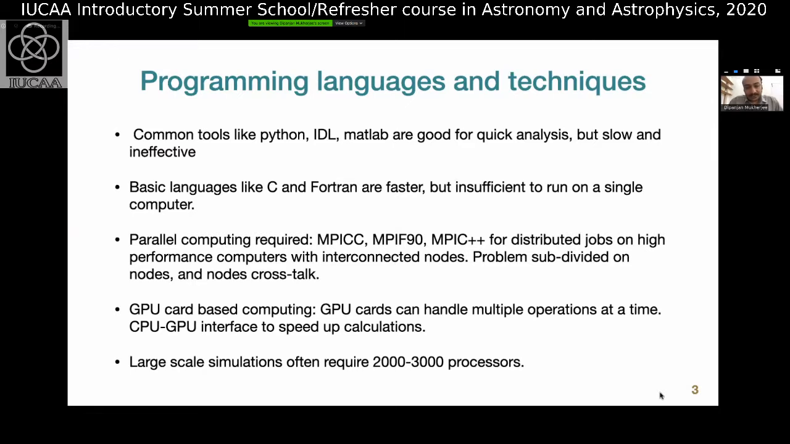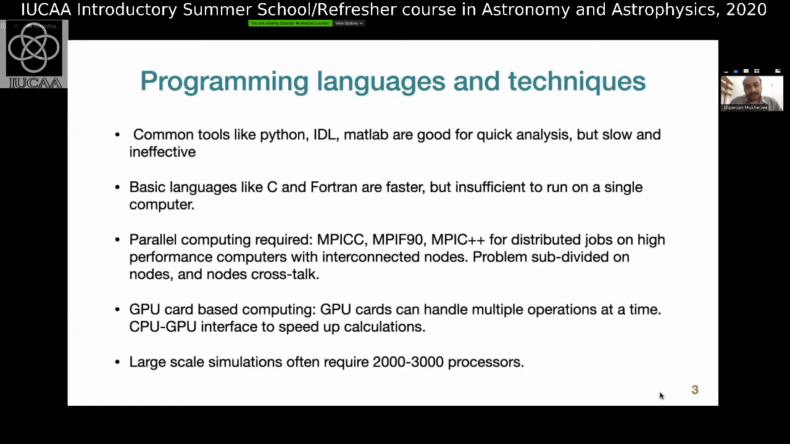However, with the advancement of technology, we also have a new avenue of doing the simulations. We know that we have GPU cards on most desktops and laptops nowadays. And these GPU cards can also handle multiple operations at the same time because of threading, because of how the architecture is placed. And there is always the CPU interface, which can allow the local processor to send some operations onto the GPU card, let the GPU card process it and send it back to the CPU. So this vastly increases the efficiency. And this is also used.